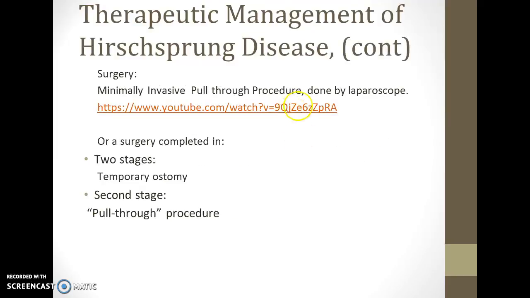So therapeutic management of Hirschsprung's disease, usually it can be done by a minimally invasive pull-through procedure done by laparoscope. Here's a video when you have a chance. Take a look at it. It describes the procedure. It can be done in other types of surgery as well, and oftentimes it's done in a 2-stage where they'll perform a temporary ostomy, and then the second stage further on, after a little bit of time, they'll do a pull-through procedure.